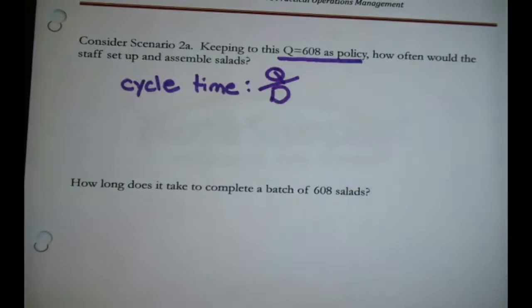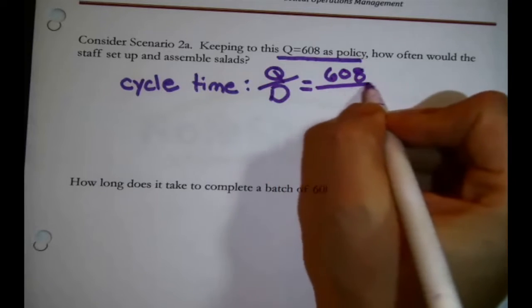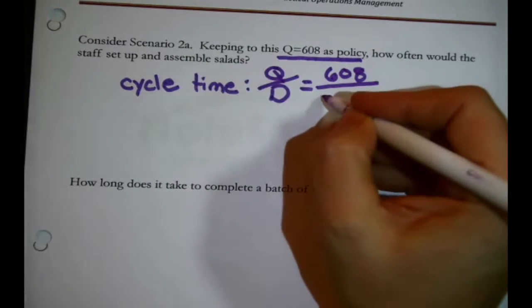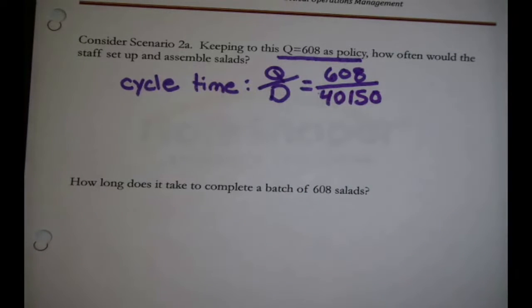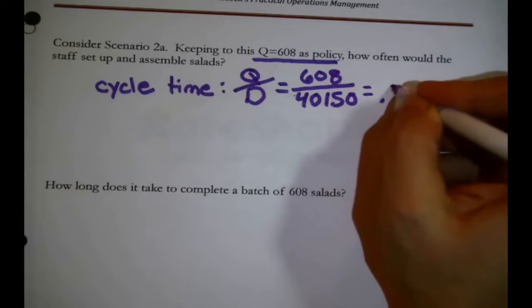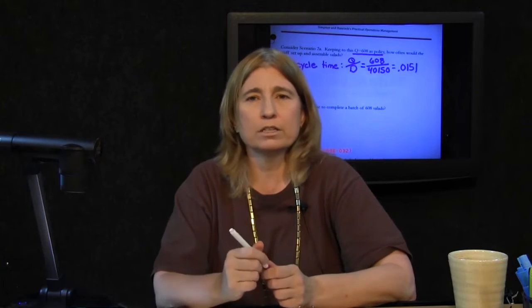How do you calculate cycle time? It's actually a pretty simple formula. You just say, okay, Q divided by D. Now, Q is what we decided for a policy, and you will recall that in the case of scenario 2A, D, the annual demand for salads at Adventure Center, was 40,150. So I take that ratio, I put it in my calculator, and I get a number, and that tells me how frequently they set up for salads. The number reads something like 0.0151. That's how long 608 salads will last them.